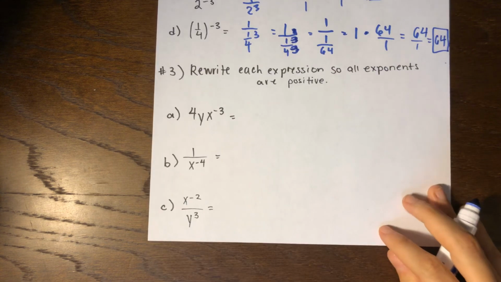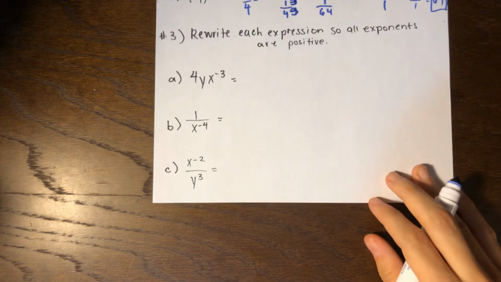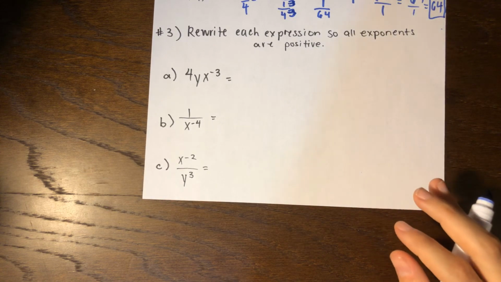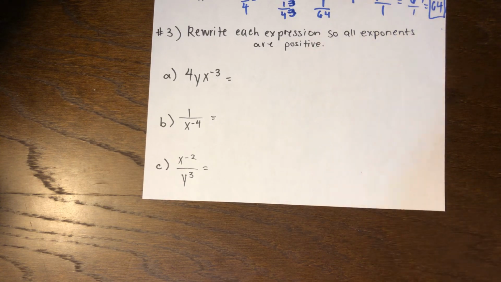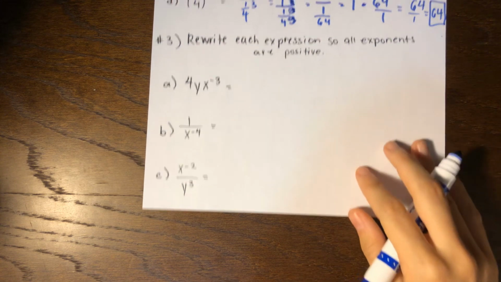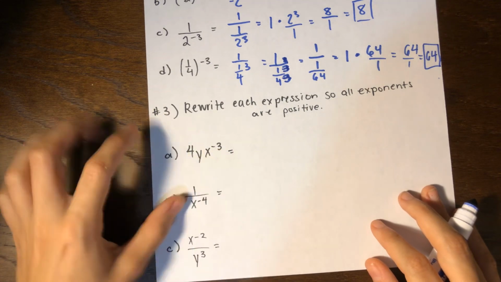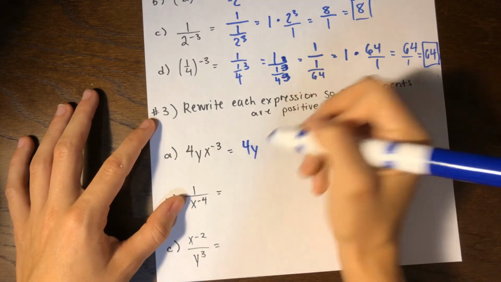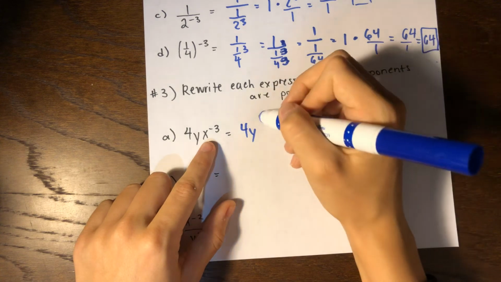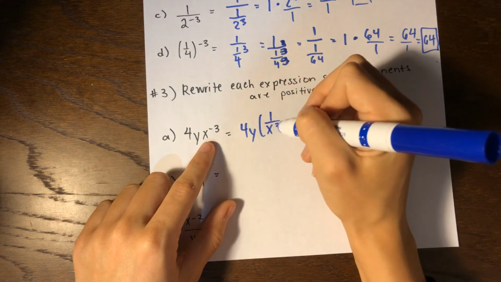Okay, last 3 questions. Rewrite each expression so that all exponents are positive. So we have 4y times x to the -3rd. We're just changing what's negative. The -3 applies to the x, so we're going to keep 4y, and where x to the -3rd is, we're going to write 1 over x to the 3rd power.